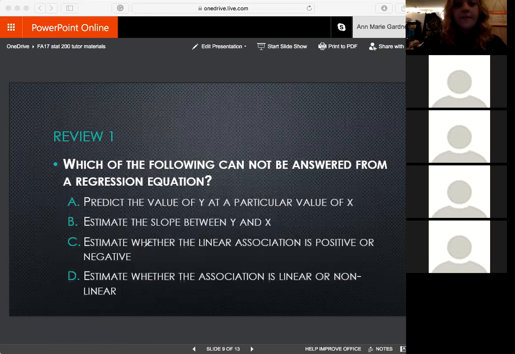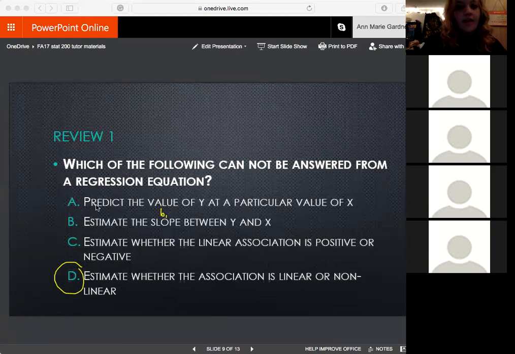Great job. So when we have our regression equation, we're not able to figure out if it's linear or nonlinear until we actually have our data points. Our regression equation is just giving us what we can use to predict. So estimating the slope, we can do that, because that's just giving us B1. So we're able to do that.